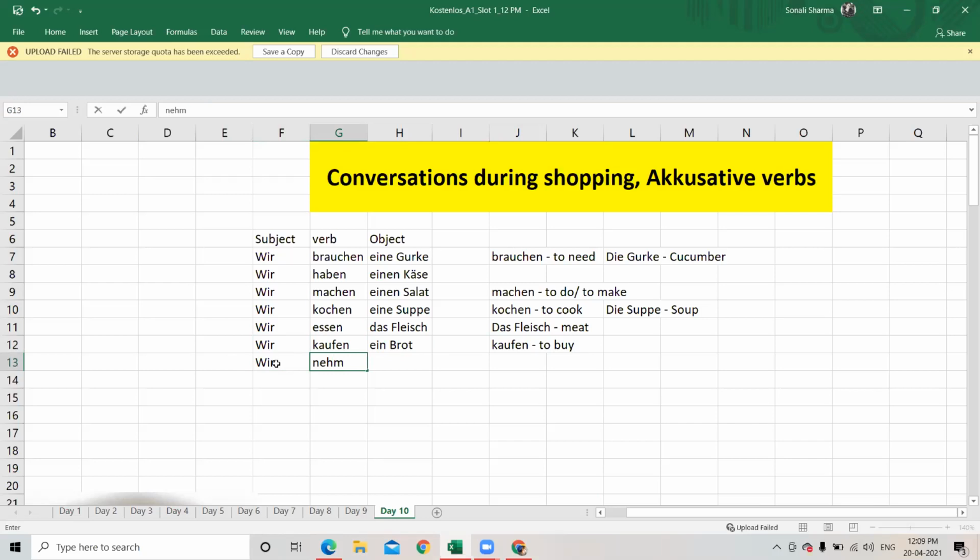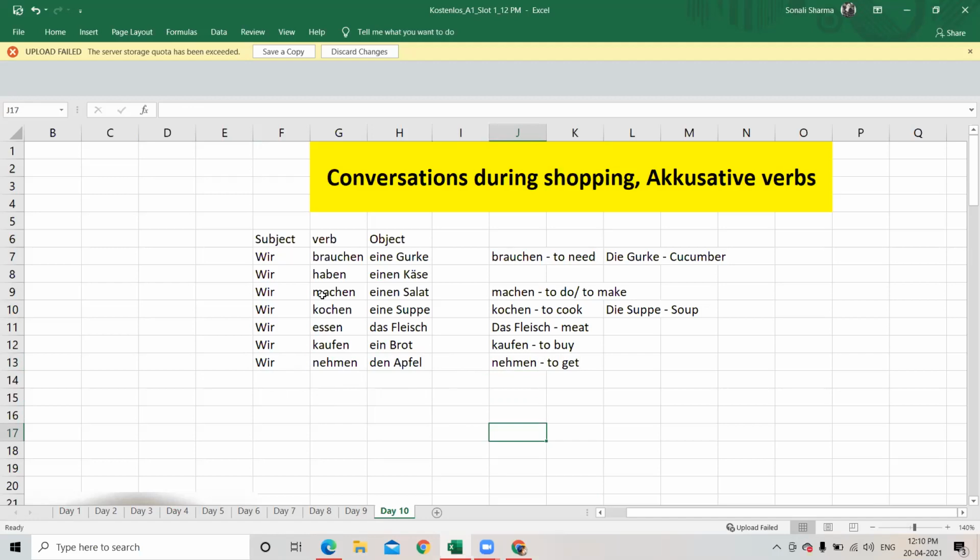Next is we are nehmen. The verb is nehmen here. We are nehmen den Apfel. Wir nehmen den Apfel. So here the verb nehmen is to get, to get something. So we get the apple. We are getting the apple from a particular store, we can say.